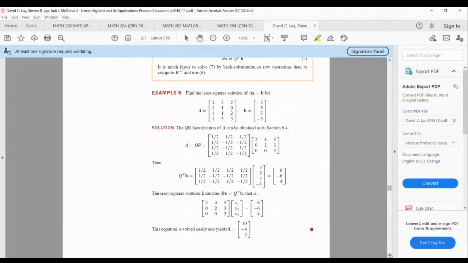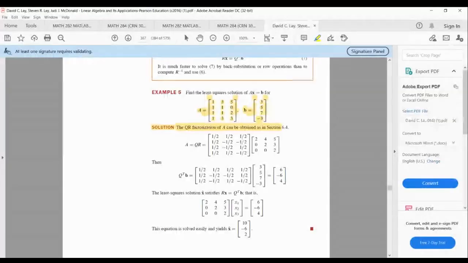So they have an example here, where they want you to find the least squares solution of the system Ax equals b for that matrix A and that vector b. And the matrix A, of course, has linearly independent columns. What they do is they get the QR factorization of the matrix A. They just come up with this: here's the QR factorization. This is Example 5.